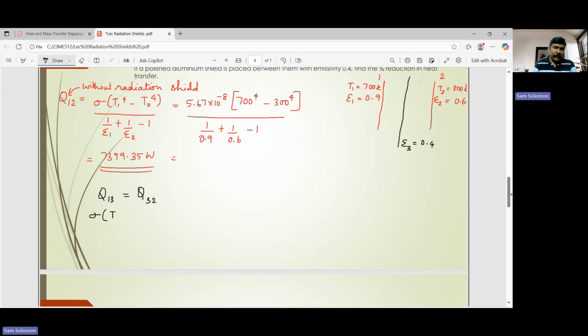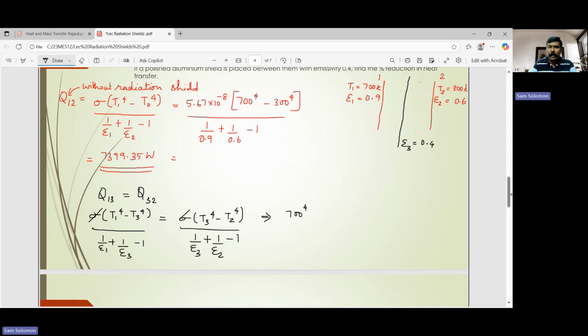So it is sigma times (T1 to the power 4 minus T3 to the power 4) whole divided by (1 by epsilon 1 plus 1 by epsilon 3 minus 1). This is going to be equal to sigma times (T3 to the power 4 minus T2 to the power 4) whole divided by (1 by epsilon 3 plus 1 by epsilon 2 minus 1). Okay, if we substitute the values, you can cancel out the sigma on both sides. So it is (700 to the power 4 minus T3 to the power 4) whole divided by (1 by 0.9 plus 1 by 0.4 minus 1), equal to (T3 to the power 4 minus 300 to the power 4) divided by (1 by 0.4 plus 1 by 0.6 minus 1).